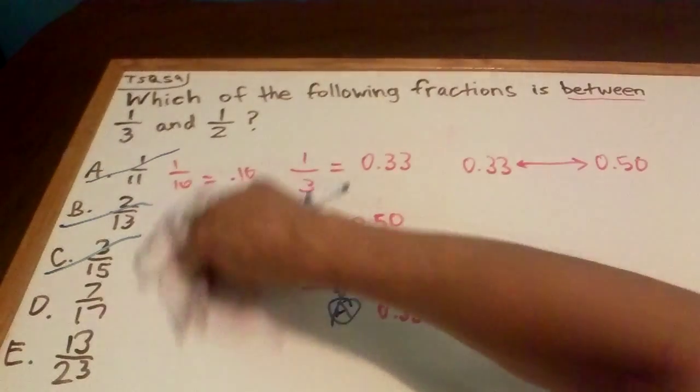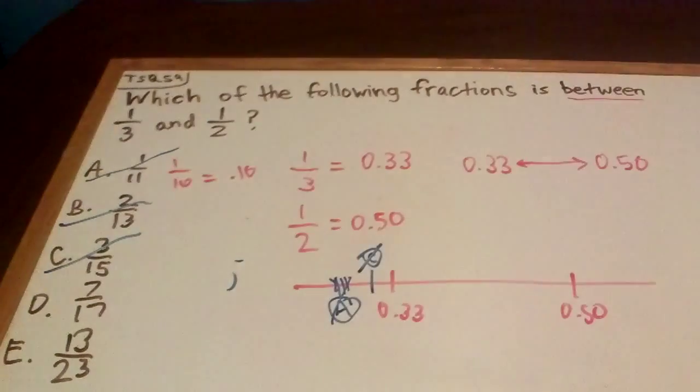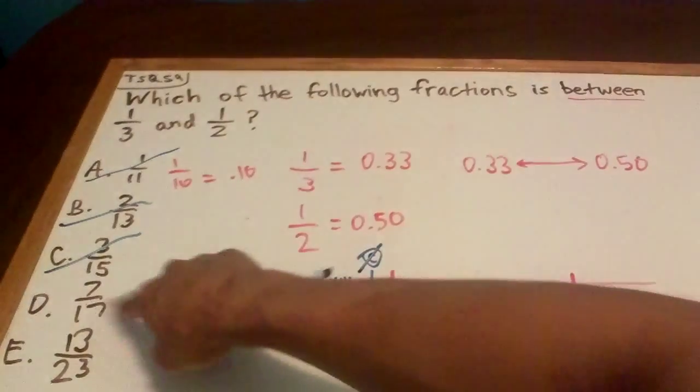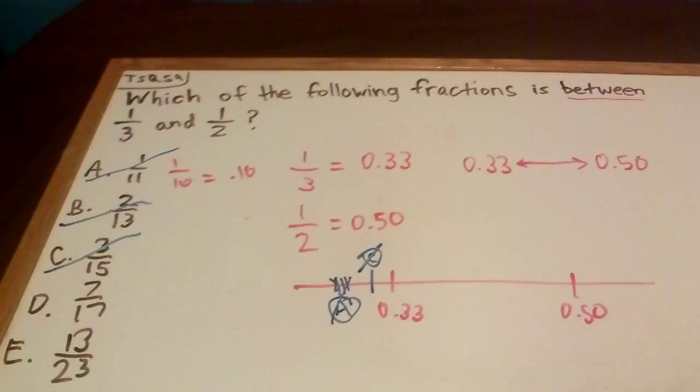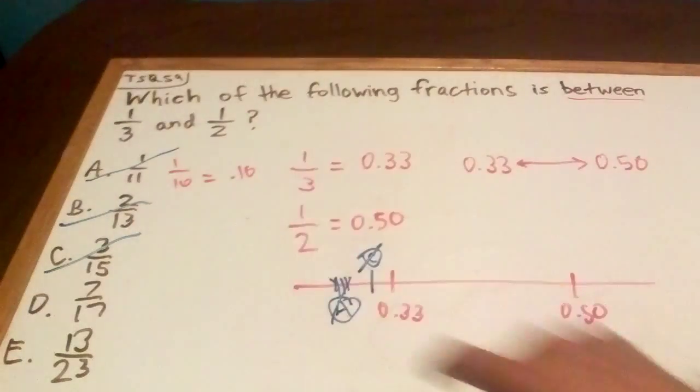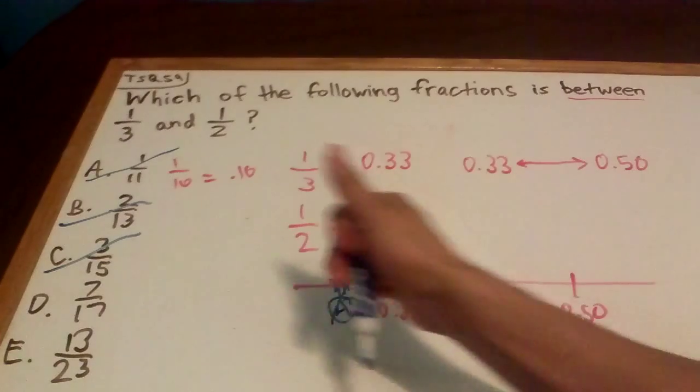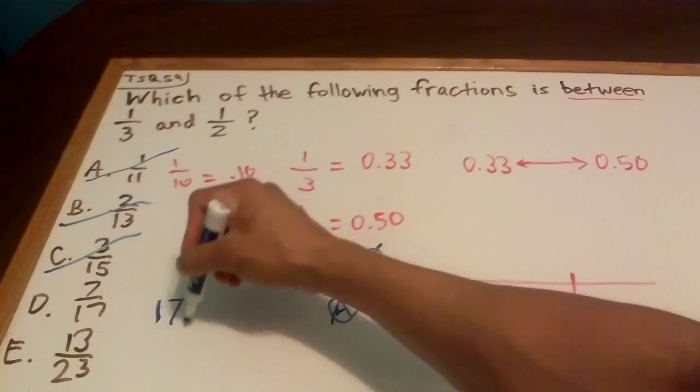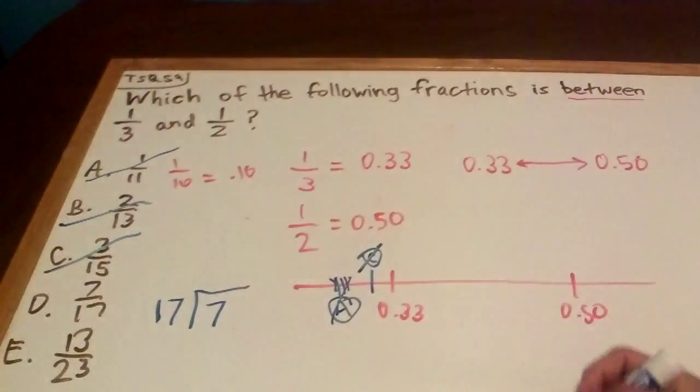Now, here's what's very helpful. When something says which, they mean there's only one answer. So if one of these turns out to be the answer, stop there. That's the answer, because we know we can't have 2 answers when questions start with which. All right? So let's do 17 and then 7.